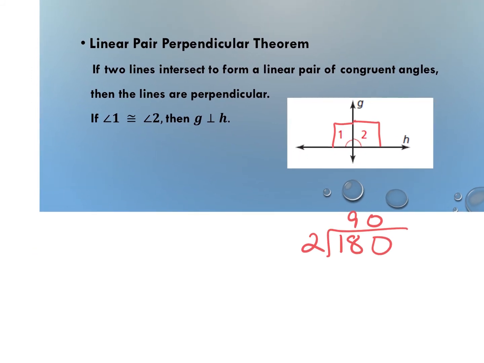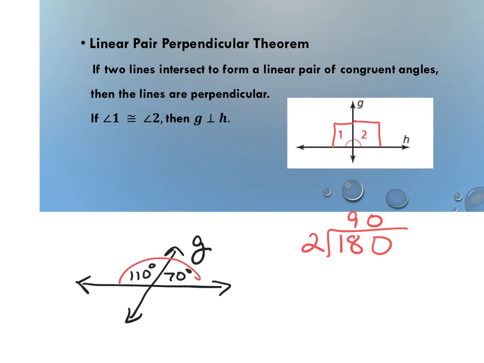So again, we could have a linear pair, and again, it could be broken here by point G. But let's say this angle was 110 and this one was 70. Notice this is a linear pair because 110 plus 70 are supplements. However, these are not congruent angles. So this is not forming perpendicular lines. So this is an example of a linear pair, but they're not forming perpendicular lines. So in order for the lines to be perpendicular, that linear pair has to have two congruent angles.